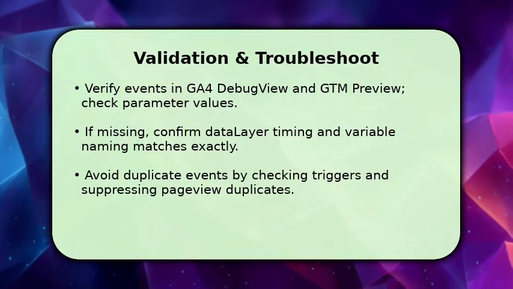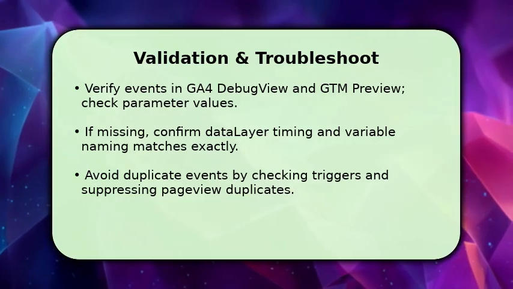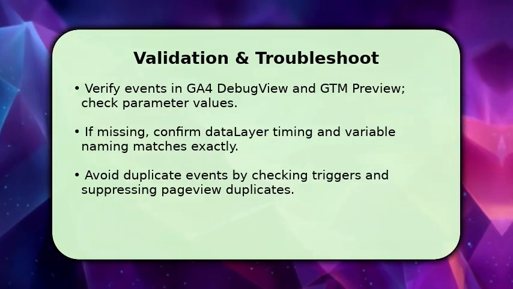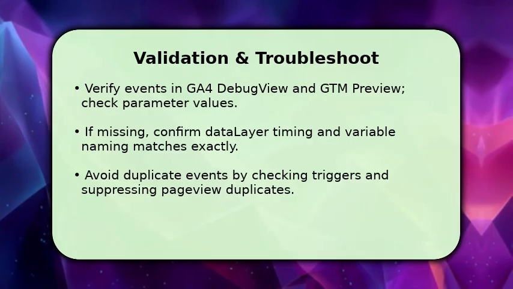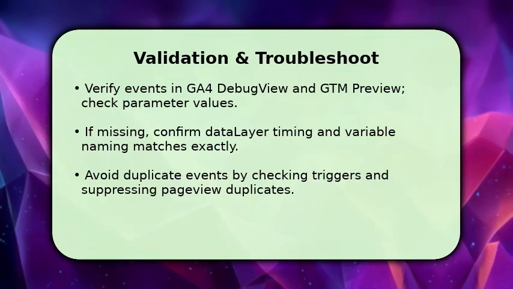Finish by validating and publishing. You must check GA4 debug view and GTM preview simultaneously. Confirm the purchase event arrives with correct transaction ID and revenue. If you don't see data, make sure the data layer pushes before the tag fires.